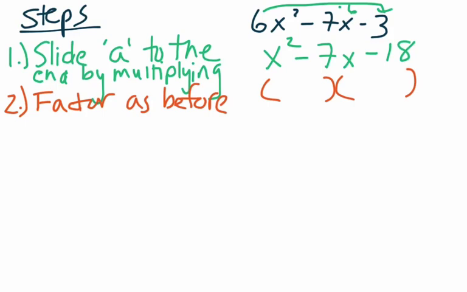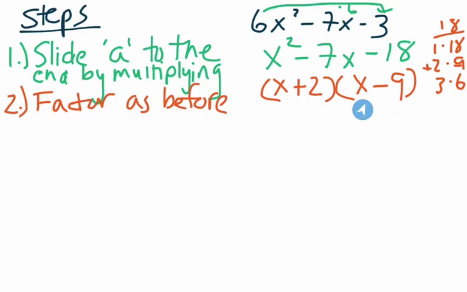So we are going to factor this by finding two numbers that multiply to 18 and add up to -7. So you can do a little scratch work. We have 1 times 18, 2 times 9, 3 times 6. And the one that gives us -7 would be if I had a +2 and a -9. So this is going to be x plus 2 and x minus 9.